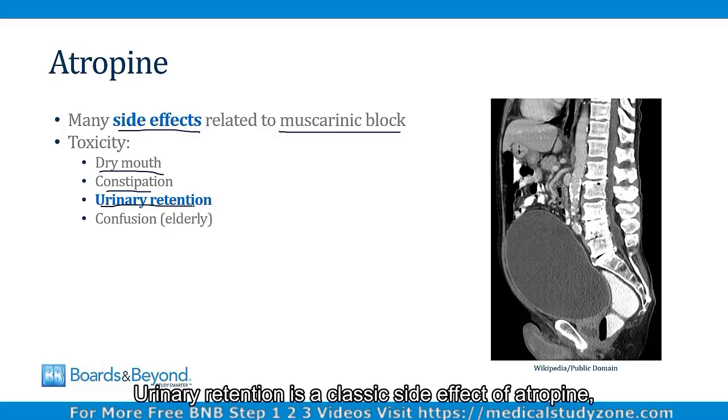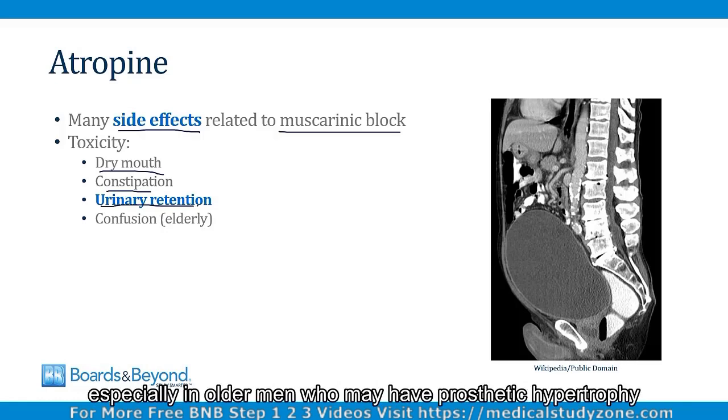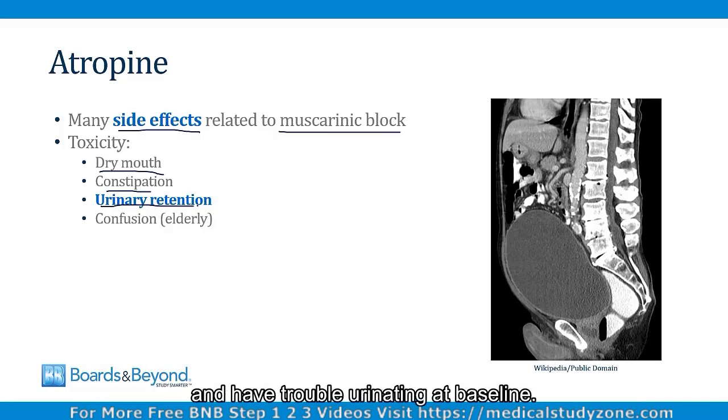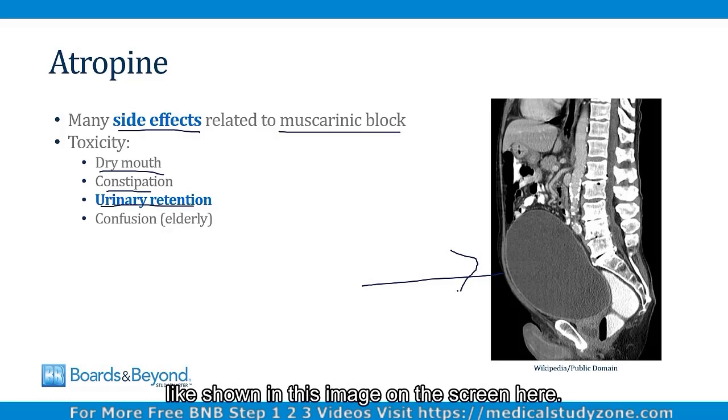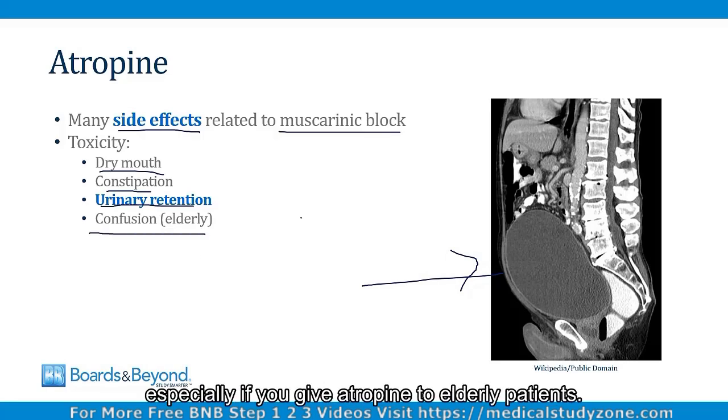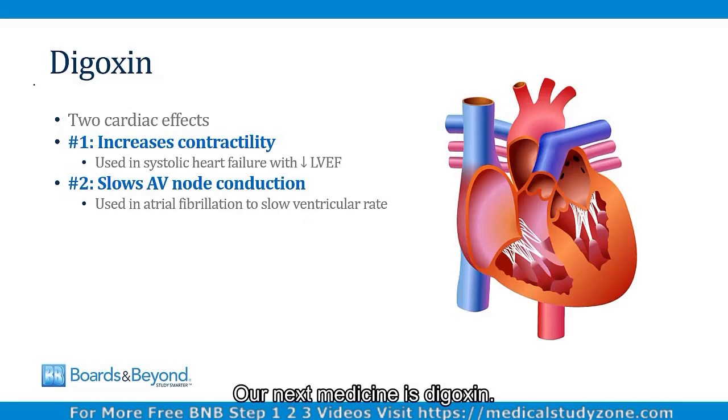Urinary retention is a classic side effect of atropine, especially in older men who may have prostatic hypertrophy and have trouble urinating at baseline. If you give an older man atropine, they will often develop a large distended bladder, like shown in this image on the screen here. And then finally, by blocking muscarinic receptors in the brain, this can cause confusion, especially if you give atropine to elderly patients. Our next medicine is digoxin.